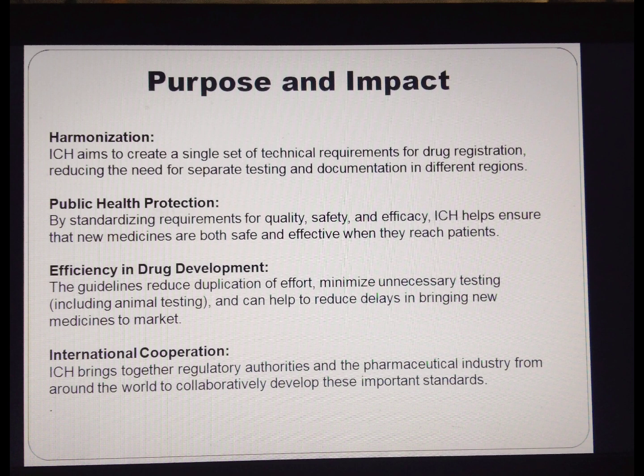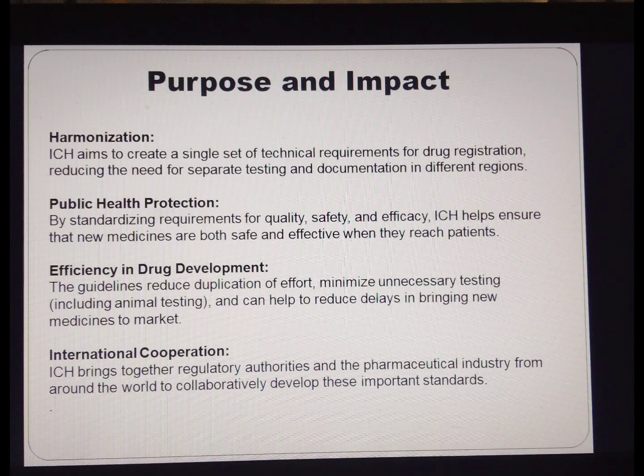Efficiency in drug development. The guideline reduce duplication of efforts, minimize unnecessary testing, including animal testing, and can help to reduce delay in bringing new medicine to the market. International cooperation. ICH brings together regulatory authority and the pharmaceutical industry from around the world to collaboratively develop these important standards.